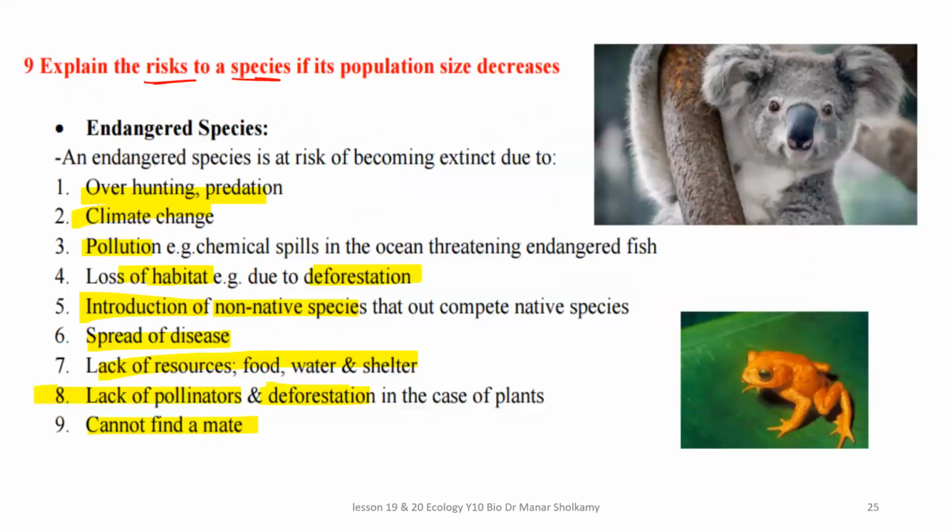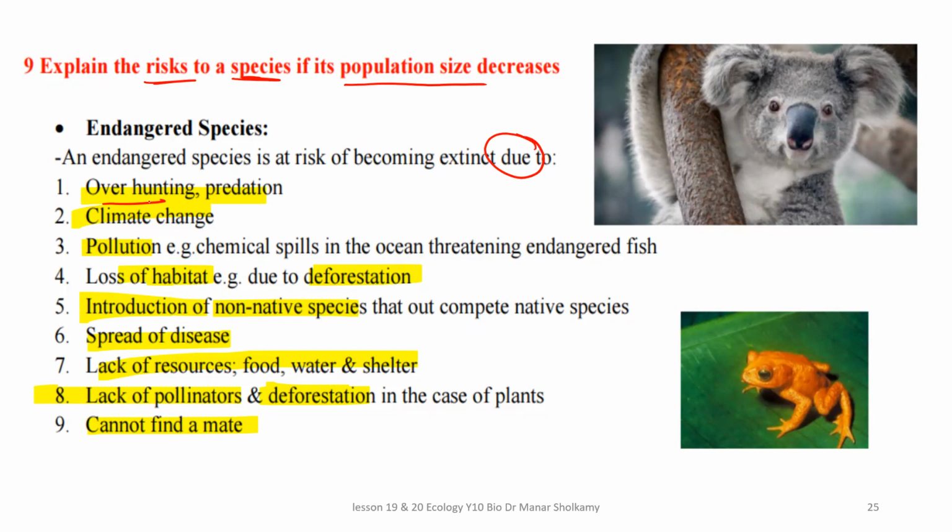Explain the risks to a species if the population is very low. You need to memorize them. Overhunting. Now, an endangered species is at risk of becoming extinct. The reasons for being extinct and the dangers. This is in the year 10 syllabus.